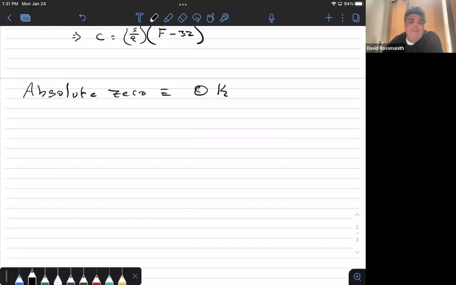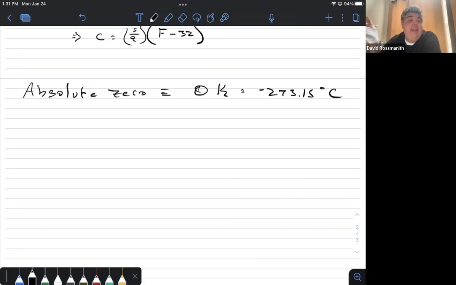And what is 0 Kelvin relative to Celsius? It happens to be -273.15 degrees Celsius. So if I'm at -273 degrees Celsius, I call that 0 Kelvin. If I'm at -272 degrees Celsius, that's 1 Kelvin, because going up by 1 degree Celsius is the same as going up by 1 Kelvin, which is nice.